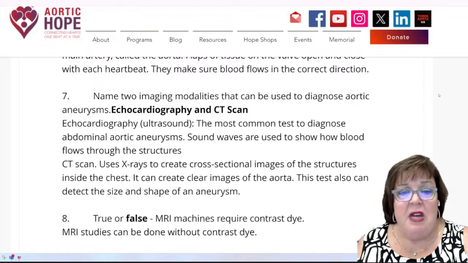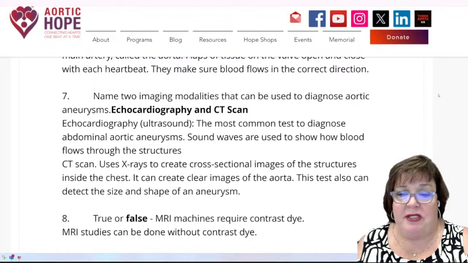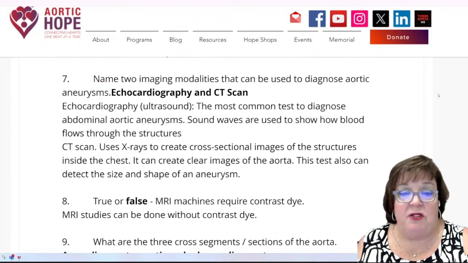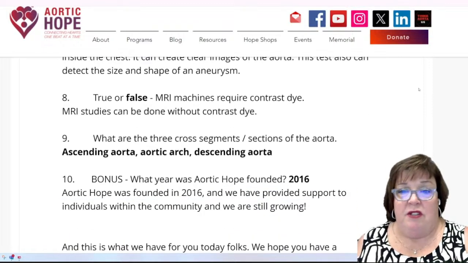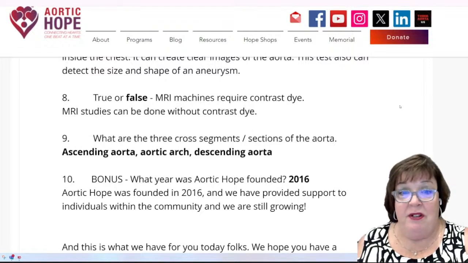Again, true or false. MRI machines require contrast dye. MRI studies can be done without contrast dye, so it is false. You can have both. What are the three cross-sections of the aorta? The ascending aorta, the aortic arch, and the descending aorta.